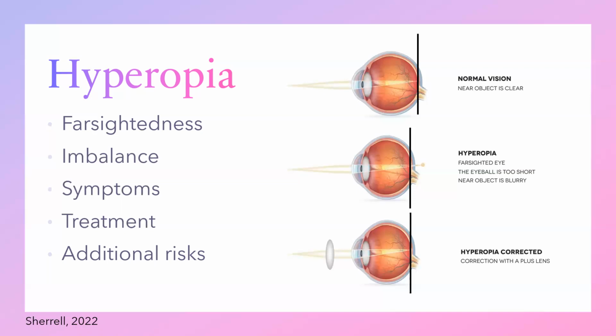When treating hyperopia, doctors will prescribe glasses or contact lenses with a convex lens. If we take a look at the picture of the third eye at the bottom, you can see how this convex lens brings the refraction to the retina instead of past it. Other options for treatment can include LASIK surgery.